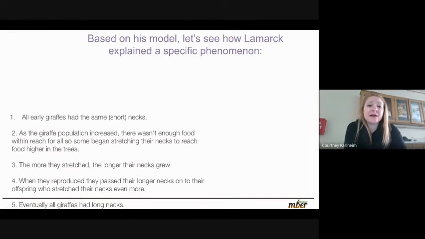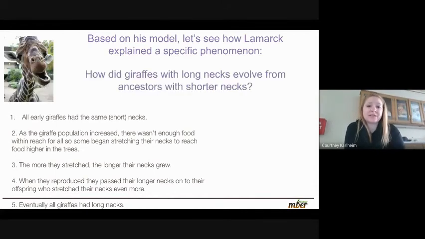So based on his model, we're going to use a specific phenomenon, giraffe necks, and see how it would be explained. If we think about giraffes, how did giraffes with long necks evolve from ancestors with shorter necks? If we were Jean-Baptiste Lamarck, this is what we would say. That all early giraffes had the same shorter necks. So when giraffes were put on this earth, they all had short necks.